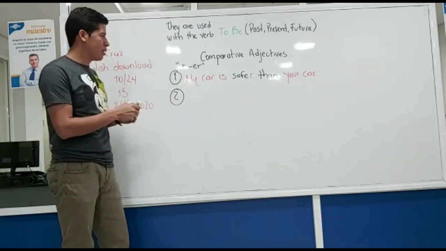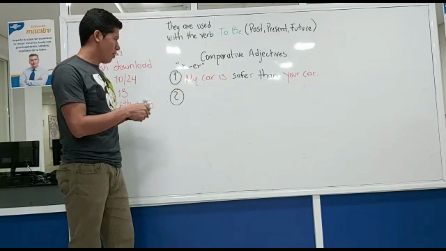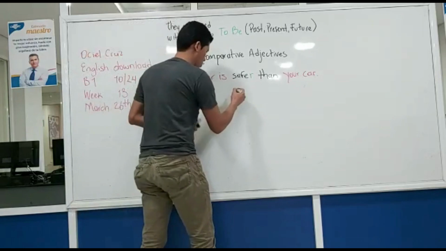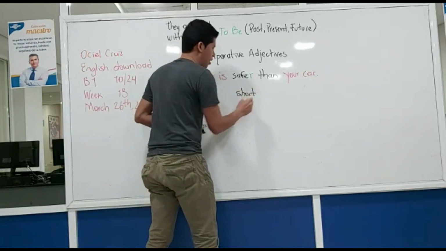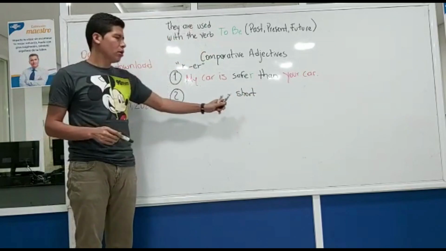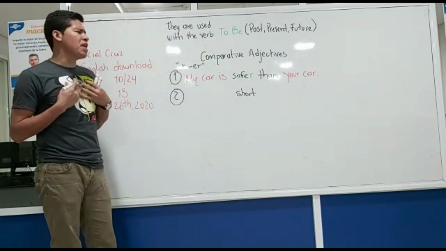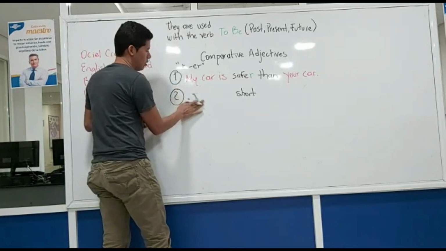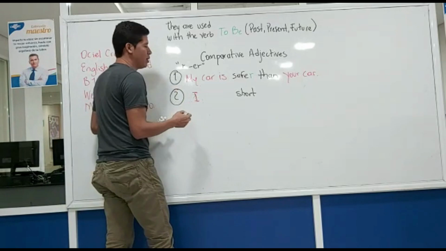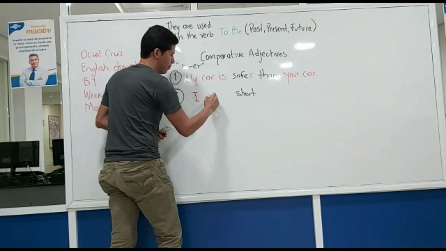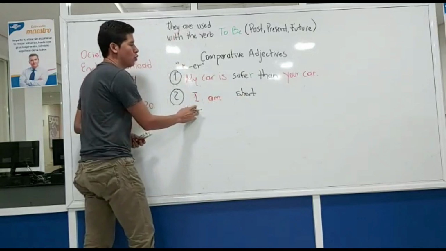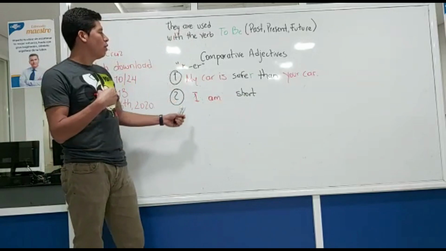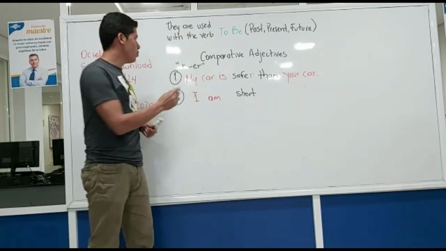I am going to use, for example, the adjective short. I think maybe you know what short means. For example, me. I am, and I need the verb to be. I am short. And with this adjective in comparative form, I need to use the ER.